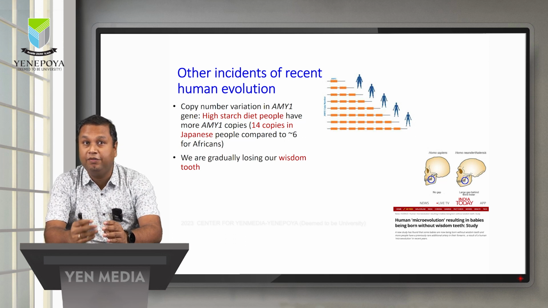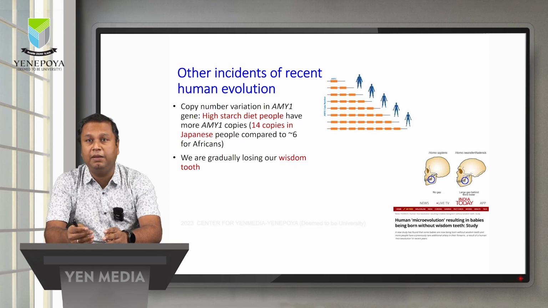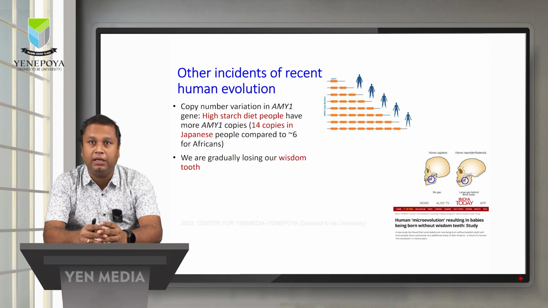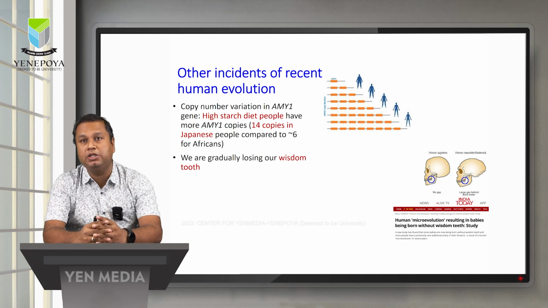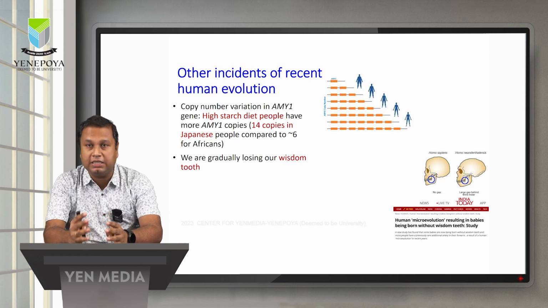But the good thing is, evolution, as I mentioned, microevolution is working very fast, and it has been observed that the babies who are born after 2000, many of them do not have wisdom teeth. And this data came from UK Biobank, which is the largest data set of biological information, and they have clearly mentioned that people are born right now without wisdom teeth, which is a classic example of microevolution.